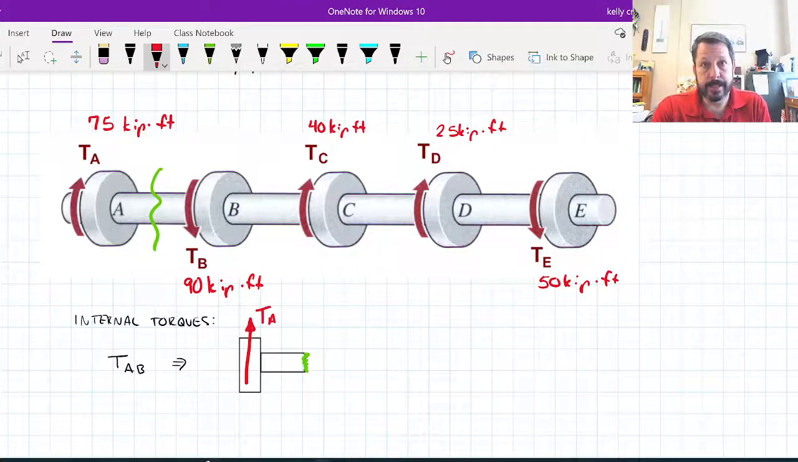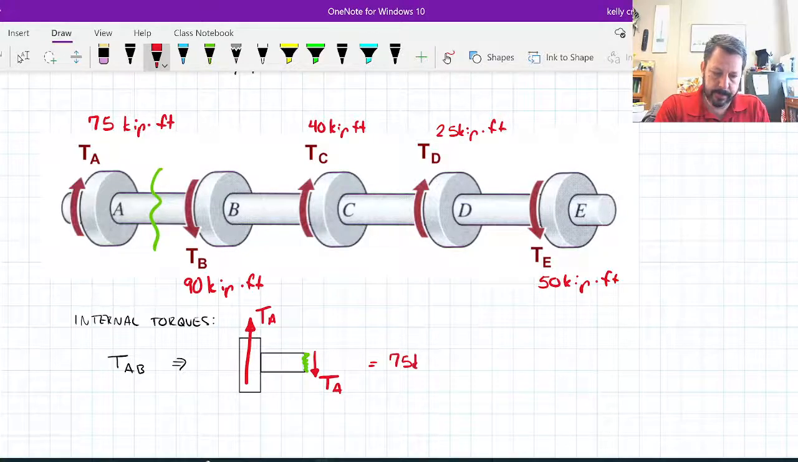And so to make this little free body diagram in equilibrium, if it's not in equilibrium, it is moving relative to the rest of the shaft, which means it's broken away from it. So to make this in equilibrium, I need TA going down. So the torque in section AB is equal to 75 kip feet. It's just going in the opposite direction.